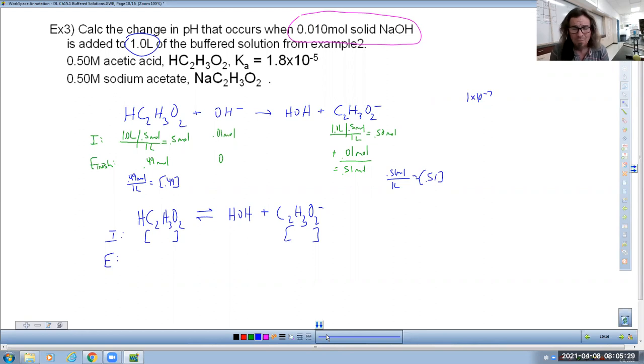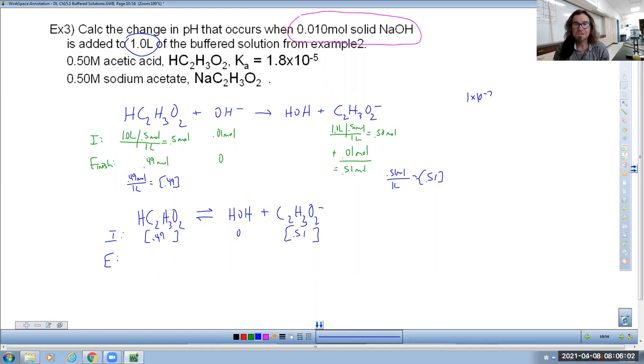Why did I waste the time doing that when I could have just told it to you? Because on Monday, whatever solutions were mixed together are going to increase the volume. So we're going to have to divide by something different than 1 liter. If you would have added liquid, aqueous sodium hydroxide would have changed the volume. Yeah, Mr. Purser, you're right.